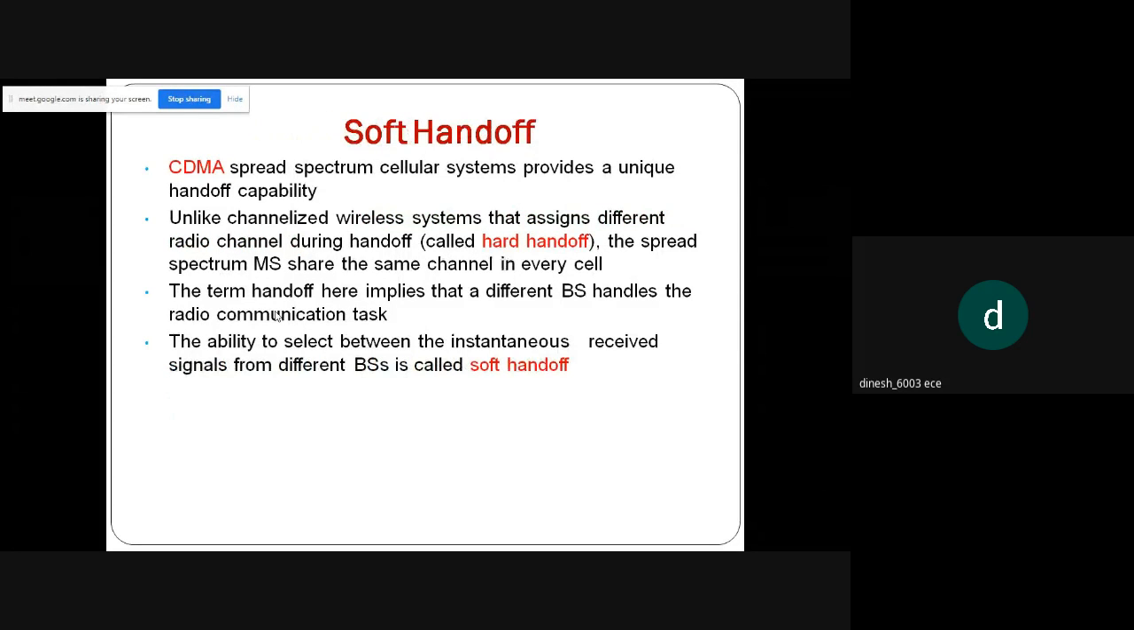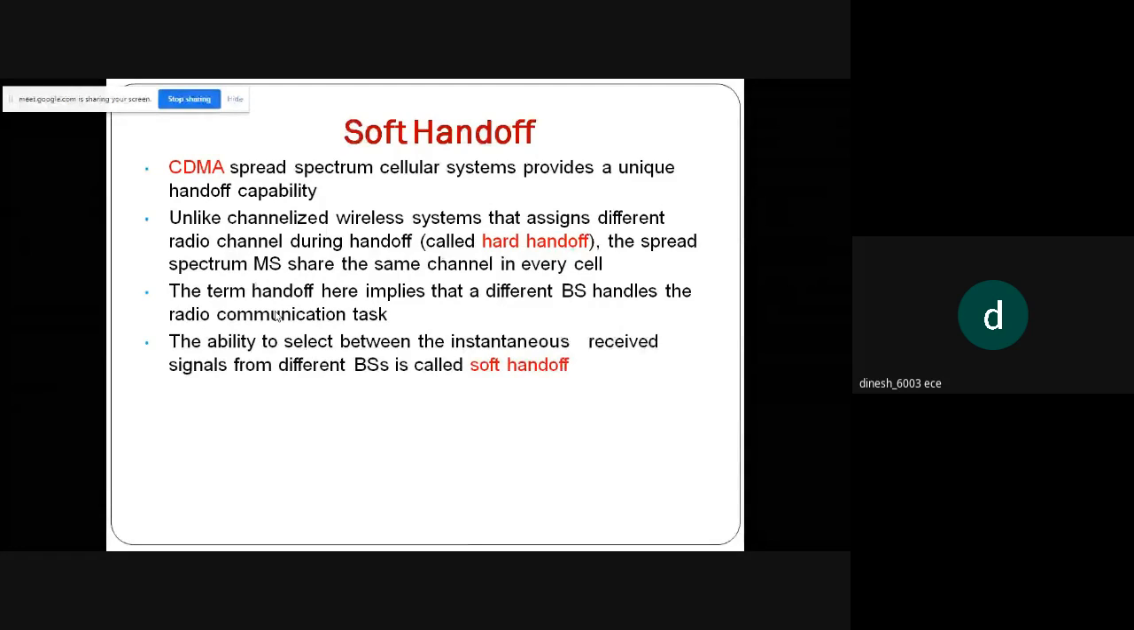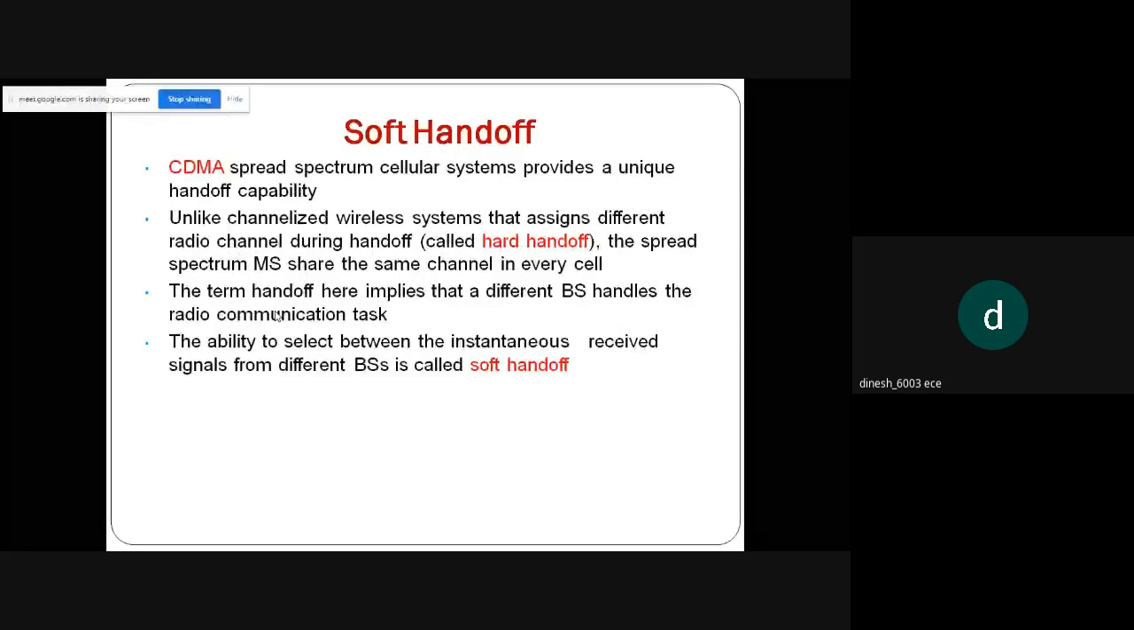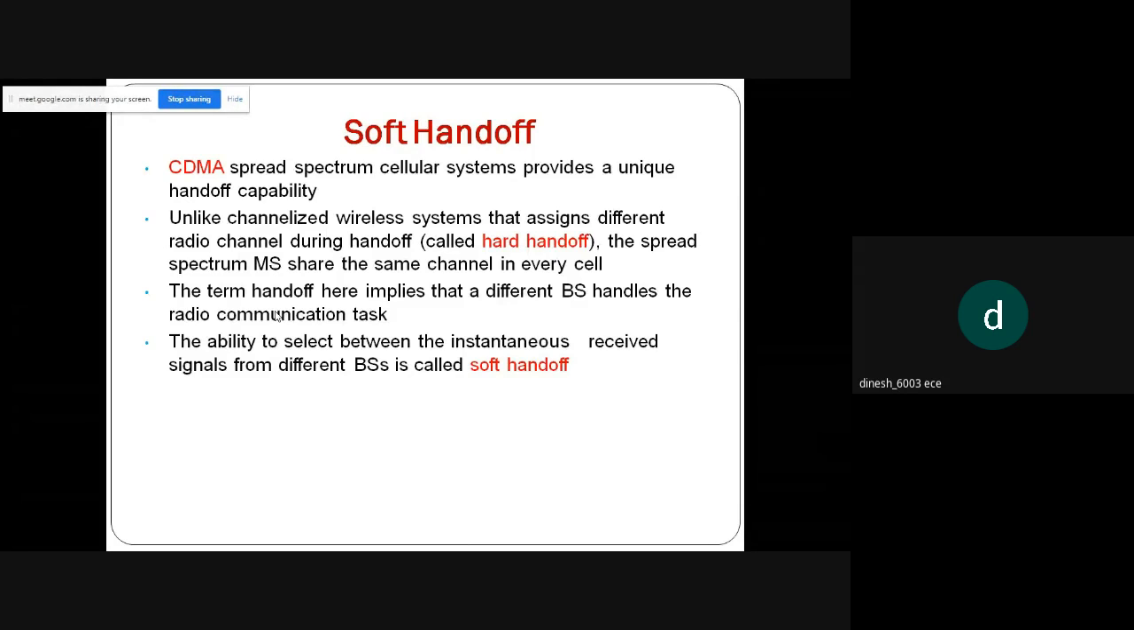So handoff is divided into two: soft handoff and hard handoff. In channelized wireless systems that assign a different radio channel during handoff, whereas in spread spectrum the mobile station shares the same channel in every cell, which we call hard handoff. Sharing the same channel from one cell to another cell during the transmission. So we call it hard handoff.